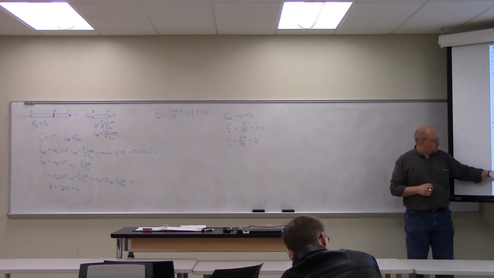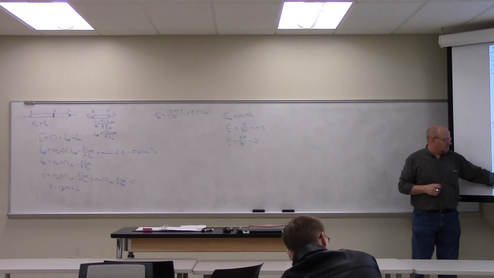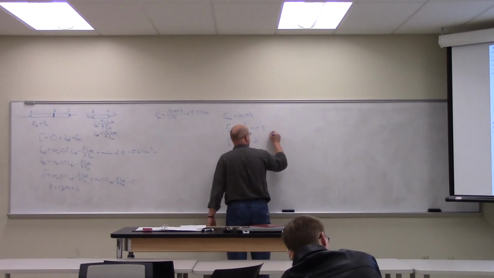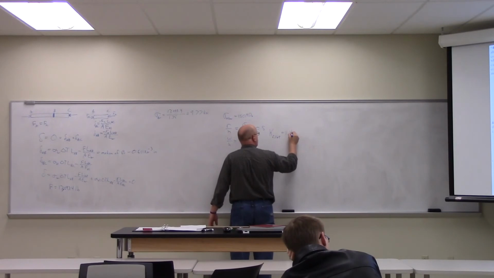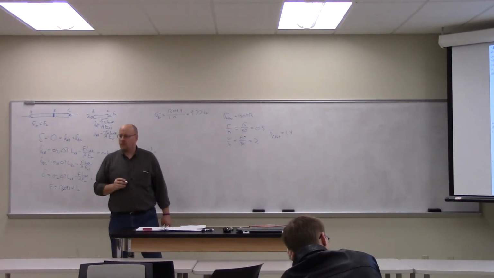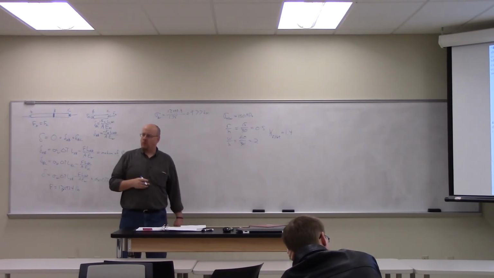The W over H equals 2 line is the third line down from the top. It intersects with R over H of 0.5 at a stress intensity factor of 1.4. So K for the fillet is 1.4. It's in your book, you can look it up later if you want to.